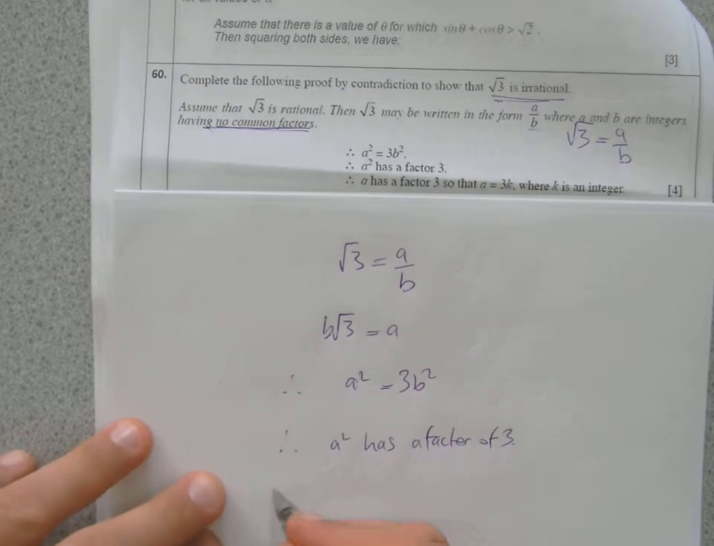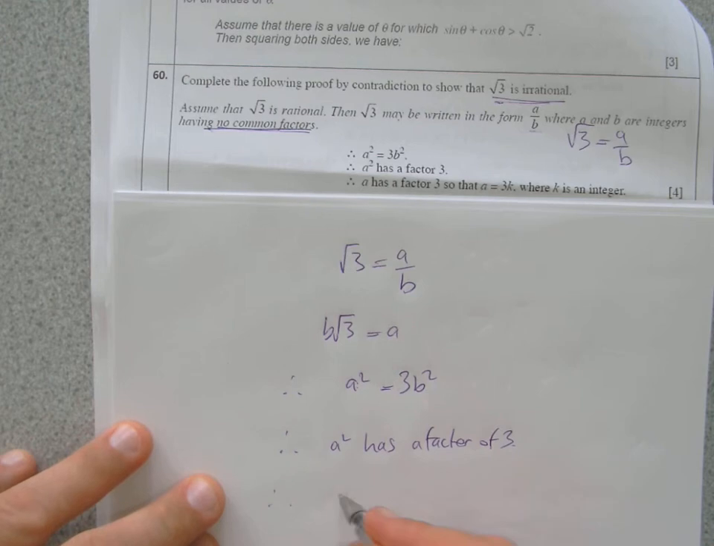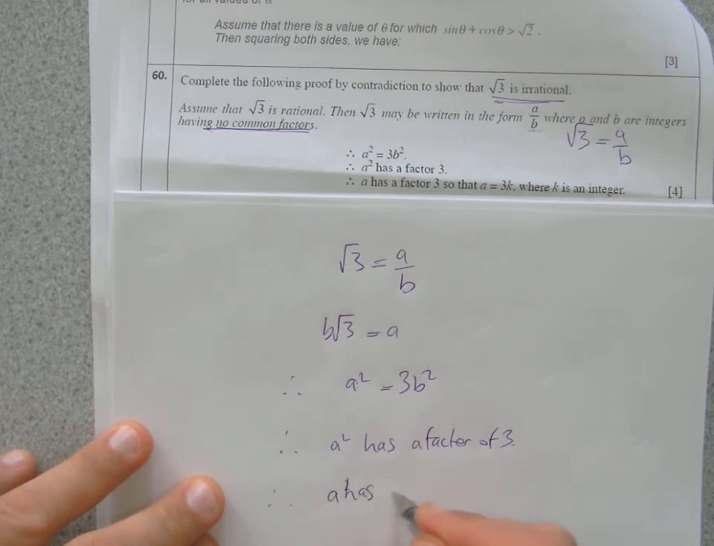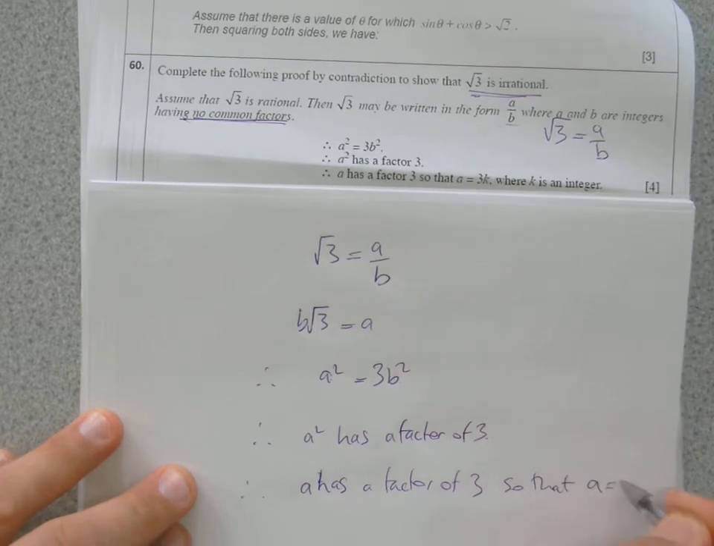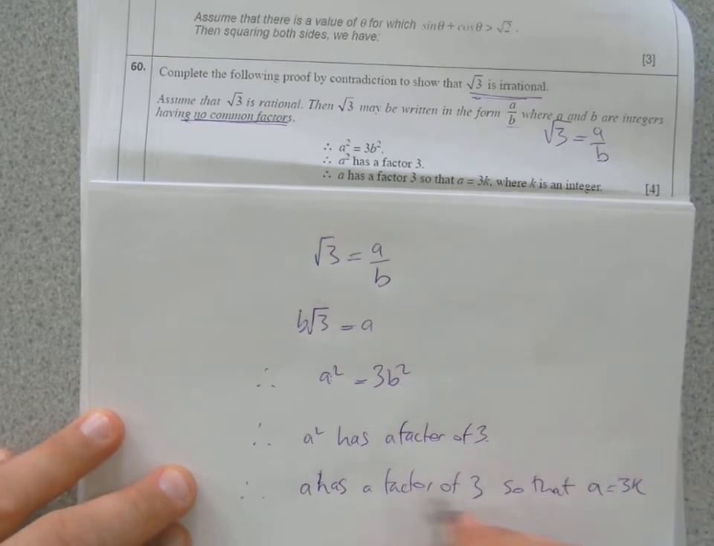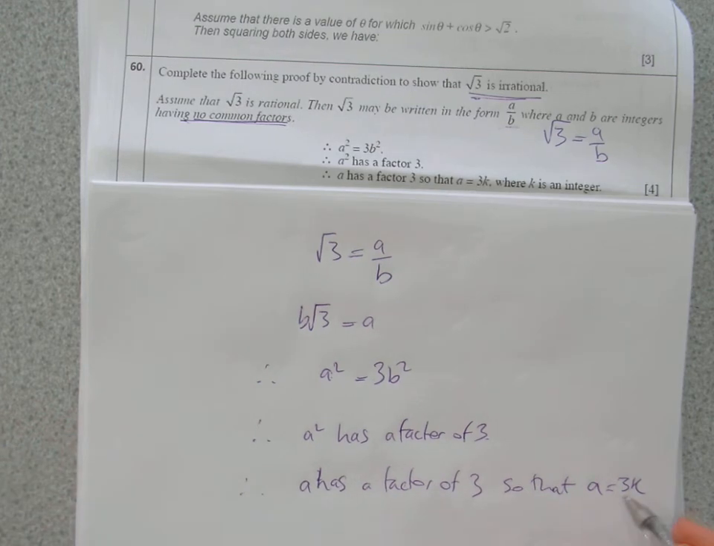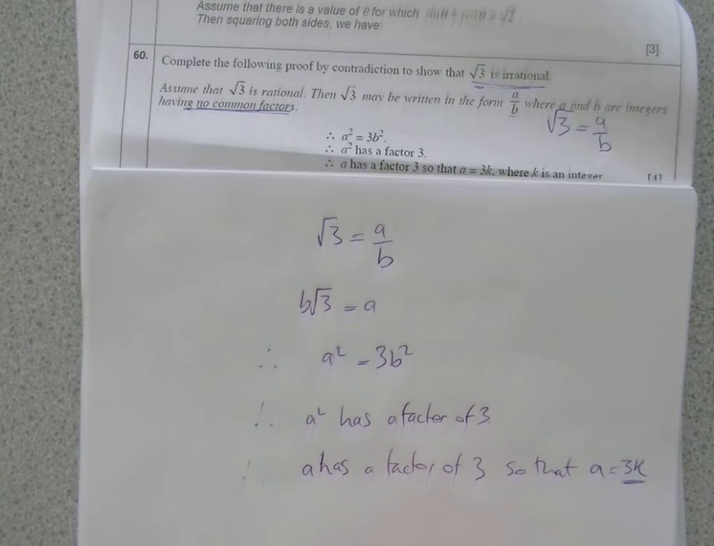Now what's true as well, and they're telling me this, is that if a squared has a factor of 3, then a has a factor of 3. Okay? That's what they're saying. So if a has a factor of 3, 3 goes into a, and we can write a as a equals 3k. A equals 3k. Okay?